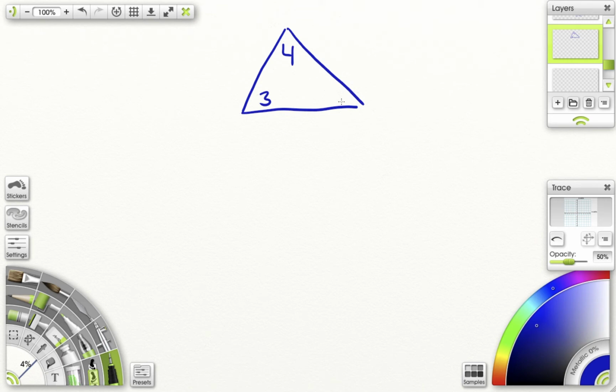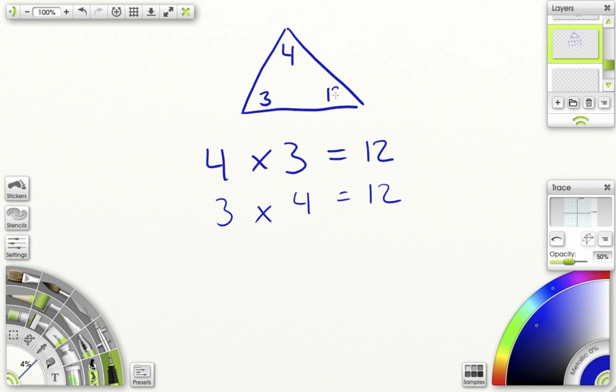One way we can find this missing number is we have to look at our 2 numbers here. Does 3 go into 4 evenly? No, it wouldn't work because 4 is not a big enough number. So what we can do though is we can do 4 times 3, and that gives us 12. And another way we can do it is 3 times 4, and that will also give us 12. So by multiplying these 2 numbers together, we figured out what this missing number is here, and that's 12.